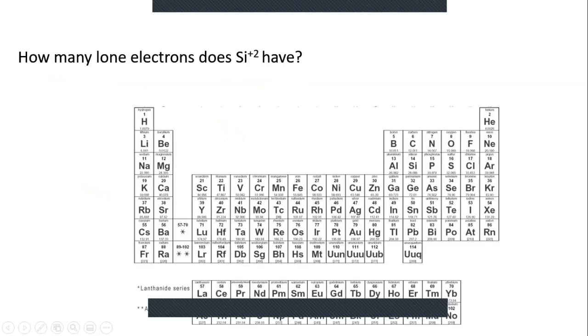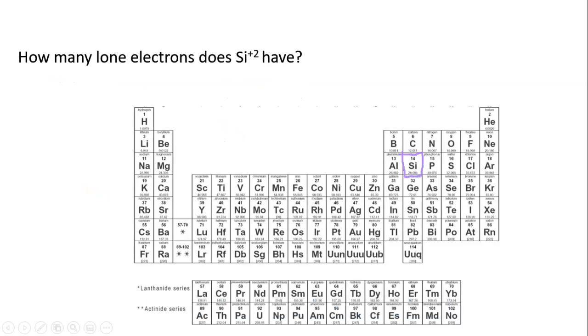Next, we have silicon 2 plus. Again, where is silicon? It's located on the 3rd row here, and since it's 2 plus, we're going to remove 2 electrons. So 1, 2. The preceding noble gas is neon.